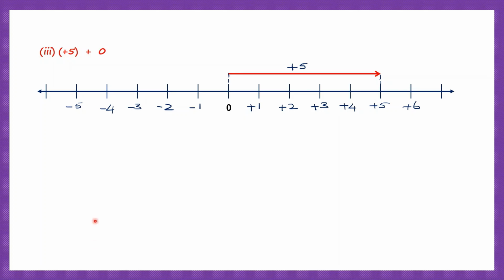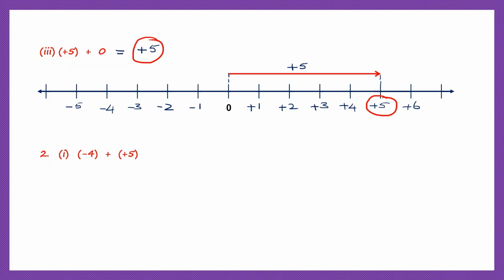Now let's look at the next integer, plus 0. That means how many places do we move? We don't have to move any places because the number is 0. So we remain there itself. So our answer is plus 5. We can write that answer here: 0 plus 5 is plus 5. So we've got our answer to this question also.